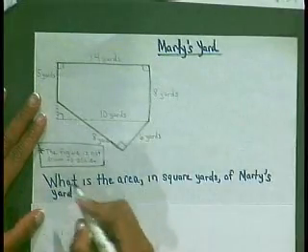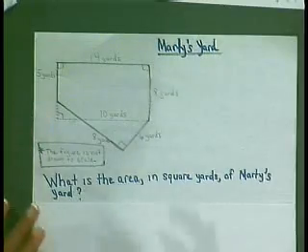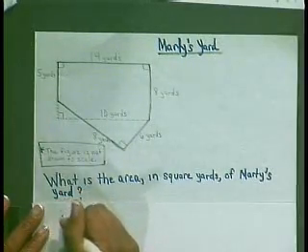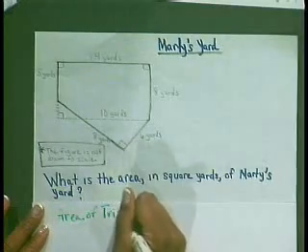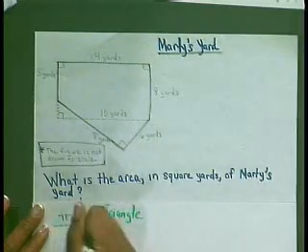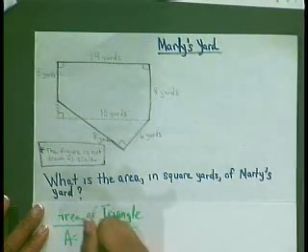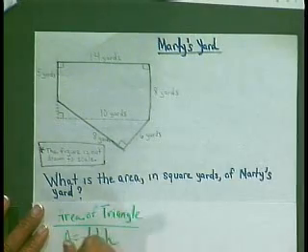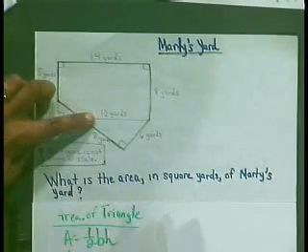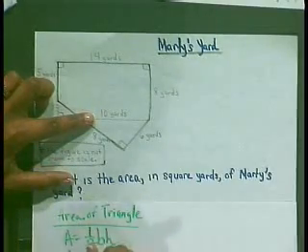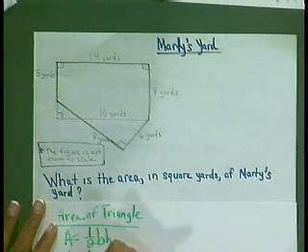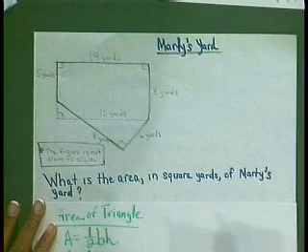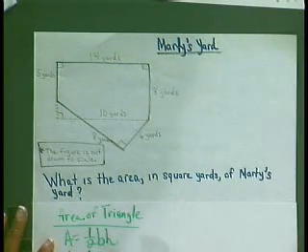Okay, so first let's look at the larger triangle at the bottom. And again, the area of a triangle is equal to 1/2 of your base times your height. So the area of this would be 1/2 base times height, so it can be 1/2 times 6 times 8. Okay, if we multiply it out, we get 1/2 of 6 is 3.